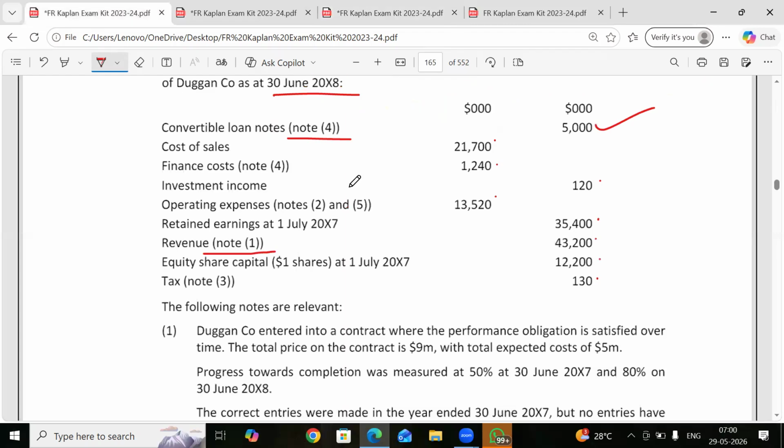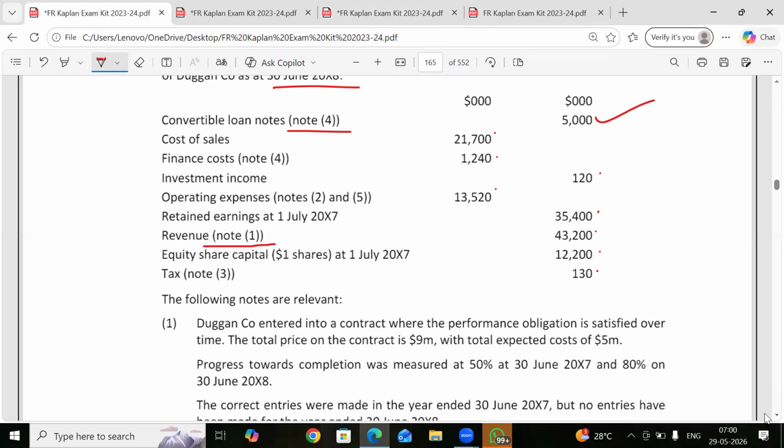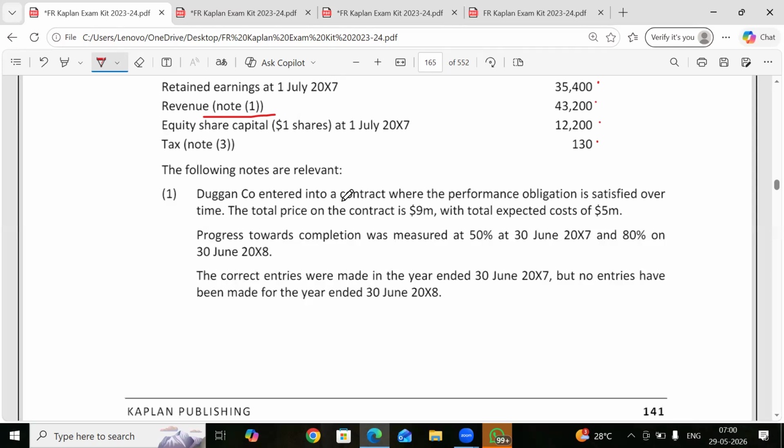With respect to revenue, there is a note. Let us see what the note is. Duggan Company entered into a contract. When you enter into a contract, you have to construct something and give it. So in this contract, there is a performance obligation, that means Duggan Company has to construct or make something and give it, and it is satisfied over time. That means they will not immediately deliver anything. They will make it within some time, and they will deliver the product, or fulfill whatever obligation they have, and then they can charge the revenue for it.